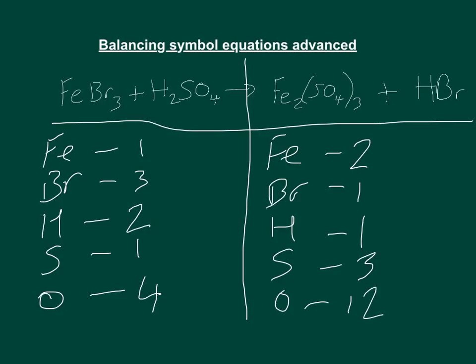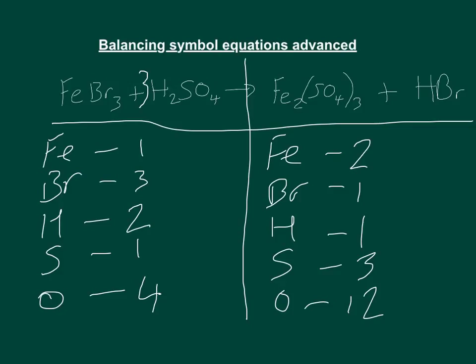Okay, so our first rule, this is why it's important you have to follow this. We've got to balance our oxygens first. Okay, so we've got 4 on our reactant side and we've got 12 on our product side. The easiest way to do that is just going to be to times the 4 by 3. So we need to find our oxygens, which are here, and we're going to put a 3 in front of that compound, so a 3 in front of the sulfuric acid.